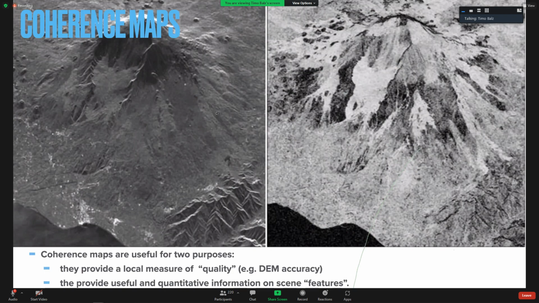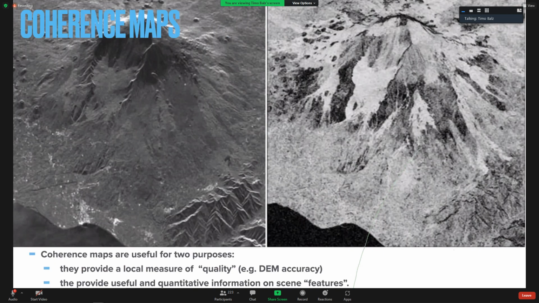But it also has information on scene features, even things we can use to classify data. And that is much more seldom used in that way. So here's an example of coherence maps, also from Professor Rocca. Oh, this one is not the Vesuvius. This was the Etna, another volcano in Italy.